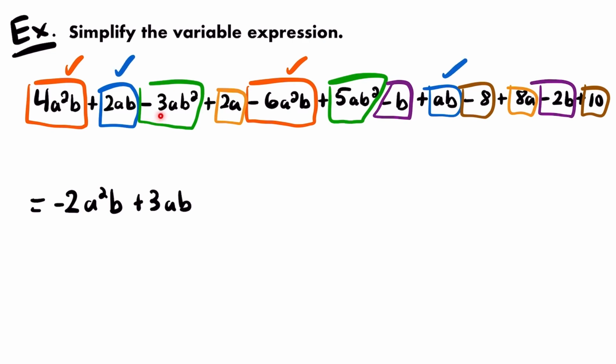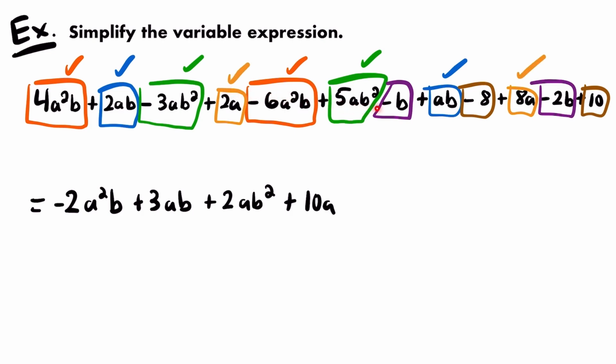Moving on, we have negative 3ab squared and 5ab squared. Adding those coefficients, negative 3 and 5, gives us 2. So we have plus 2ab squared. And then we can check those two off. And then moving on to 2a, we have 2a and 8a. So we can add those coefficients. 2 plus 8 is 10. So we have plus 10a. All right, then we can check those two terms off.